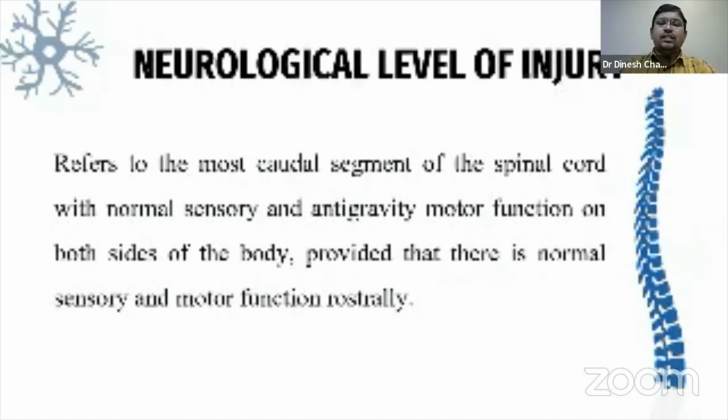The neurological level is a combination of both sensory and motor. It is the most caudal segment of the spinal cord with normal sensory and motor function, by the anti-gravity muscle, which is preserved on both sides. So if you assess and find the level above which there is normal sensory, that is grade 2, and for motor grade 3 or more than grade 3, then we can call it the neurological level.